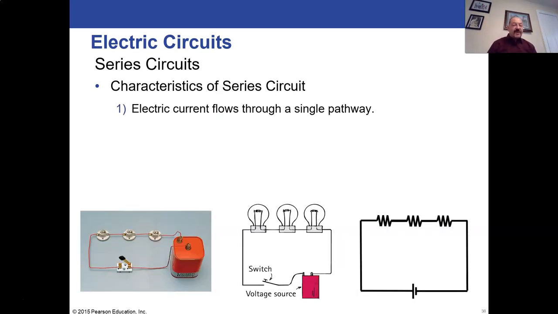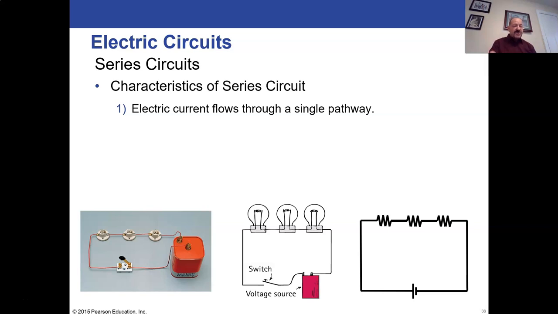So here's a typical series circuit, and this is how we would diagram it on the bottom, and this is what it would actually look like on the left. So here we have a battery. There's a switch, so it's open right now, but if we close the switch, we'd have a closed circuit, and the lights would come on.